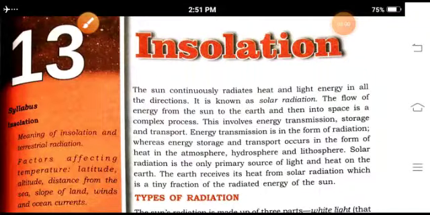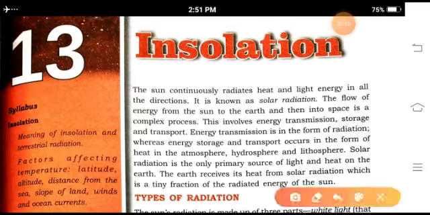Good morning, students. Today we are going to study chapter 13, Insolation. The sun continuously radiates heat and light energy in all directions. This is known as solar radiation.